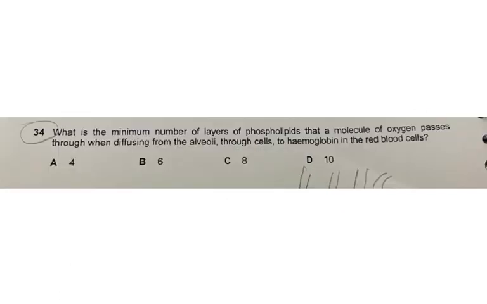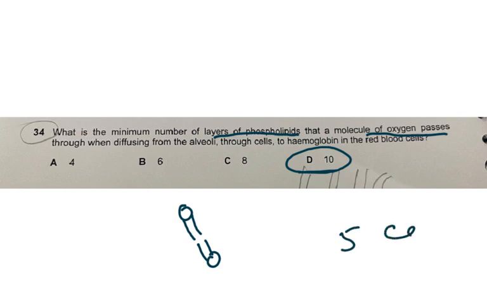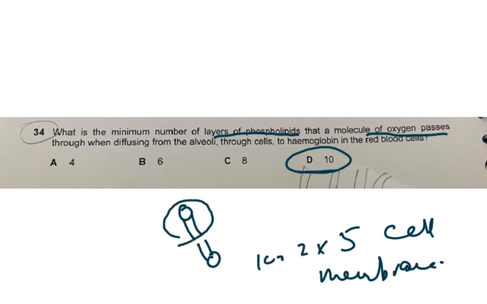Another question which is often asked is, what is the minimum number of layers of phospholipids that a molecule of oxygen passes? Now why is the answer 10? Because each cell membrane is made up of 2 phospholipid molecules. It crosses 5 cell membranes. I've done this in a previous video as well. So 5 into 2 would be 10, because each cell membrane has two phospholipid layers.